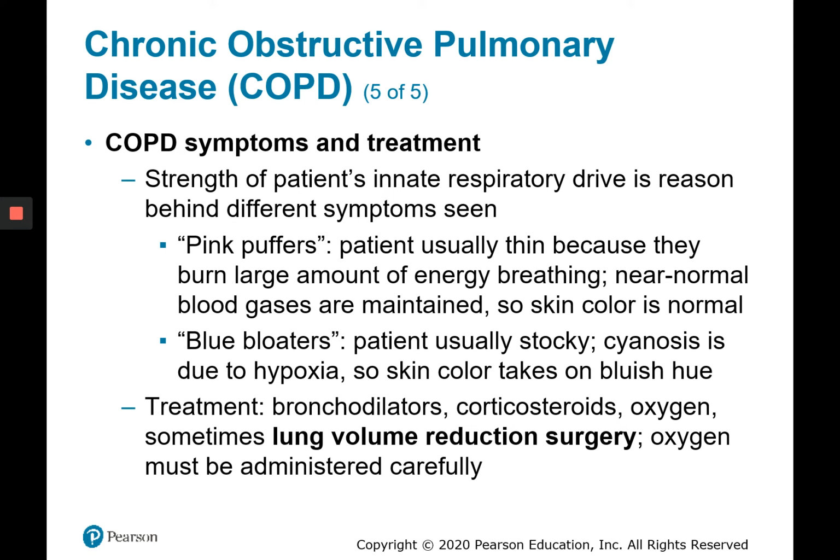Blue bloaters are usually stocky. They usually appear at least slightly obese. They may have cyanotic tissue or have a slightly bluish hue. And they definitely suffer from hypoxia. They are not able to maintain normal blood gases. Usually these individuals are the ones who need the most oxygen therapy, and they get the blue from the fact that they have that bluish hue from the cyanotic tissue. And they often are also the ones that have barrel chests. So blue bloaters are stocky because of their barrel chest. That usually results from emphysema.